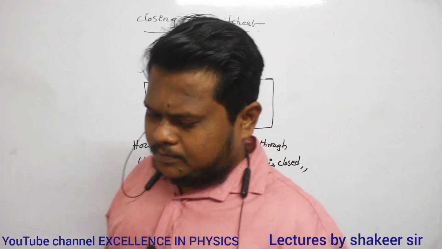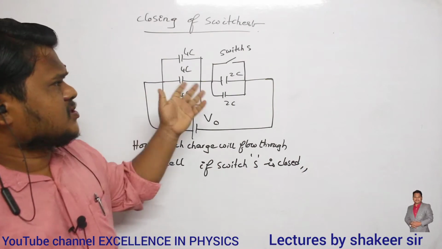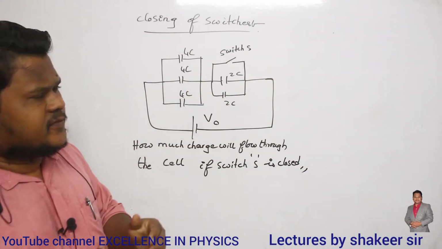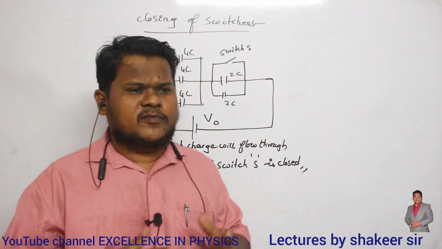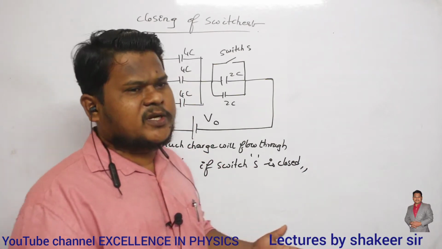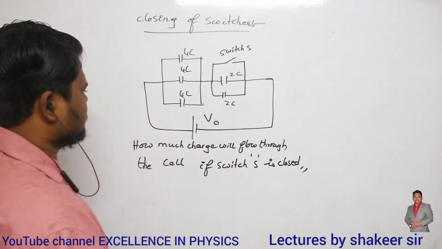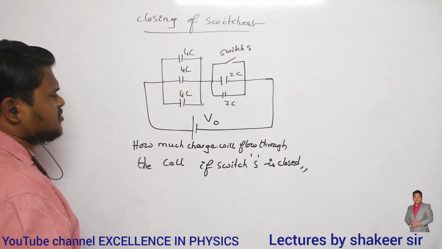So we will do some 4 or 5 problems based on closing of switches. If you close a switch suddenly, what will be the redistribution of charges, what will be the redistribution of potentials, and what will be the heat generated. We will do some examples based on this.